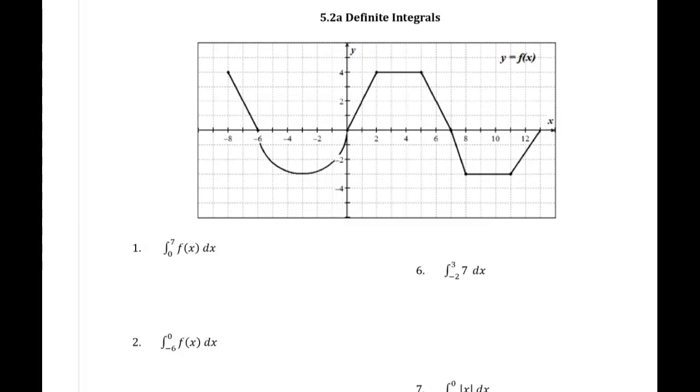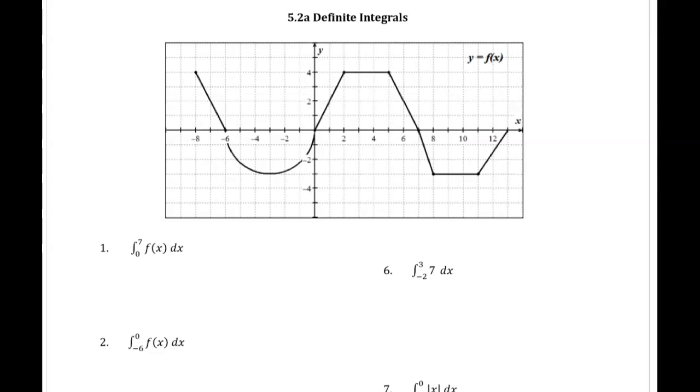Happy Friday. So we're talking more about definite integrals in terms of area under a curve.